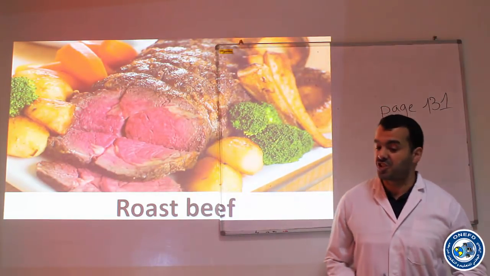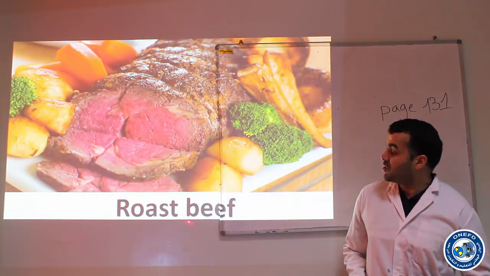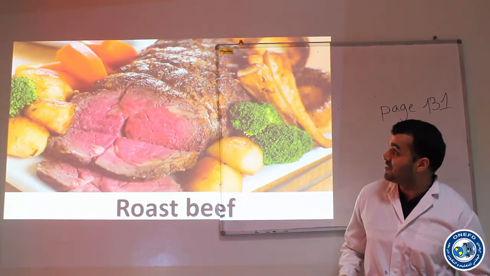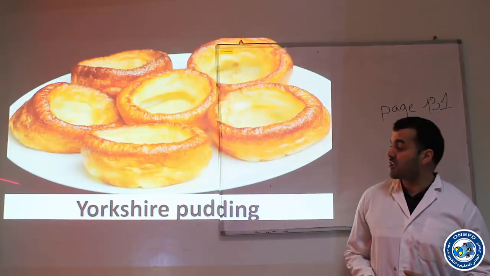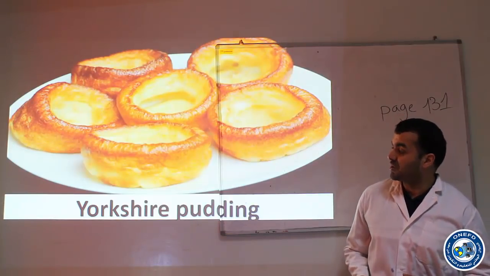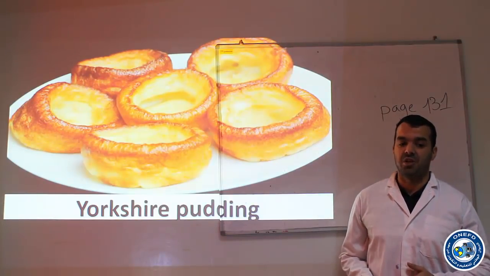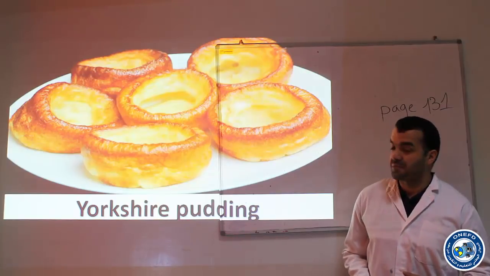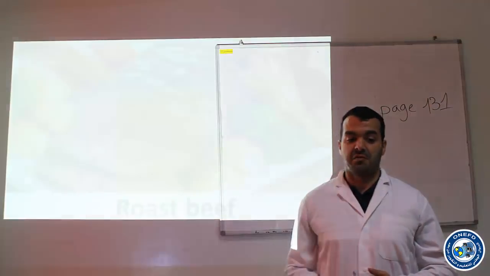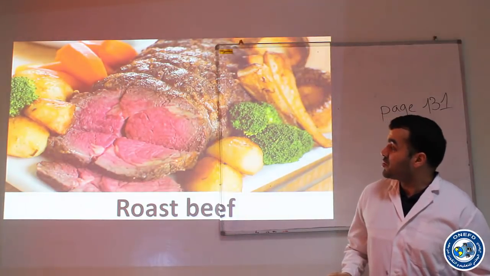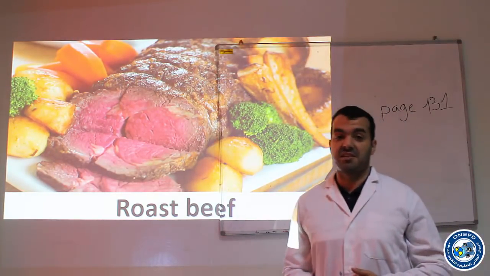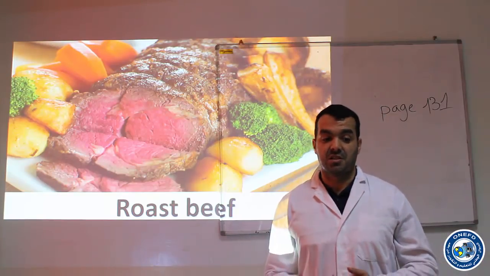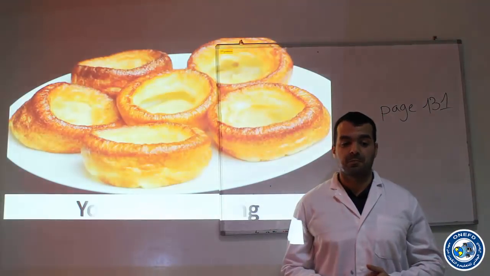Its national dish, roast beef. This is roast beef. Also, Yorkshire pudding. So we have roast beef and Yorkshire pudding. This is the national dish in Great Britain.